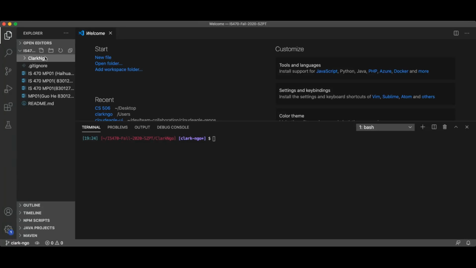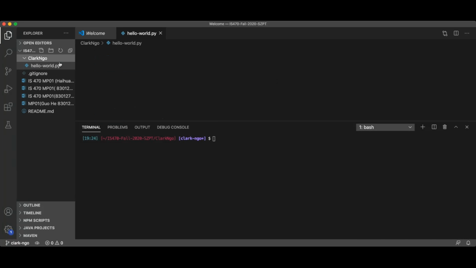Now, if I'm working on my first assignment, I can go ahead and click create new file. Actually, there's a button here on the top, right? Make sure I click the folder first and click here. And let's just say hello world.py.